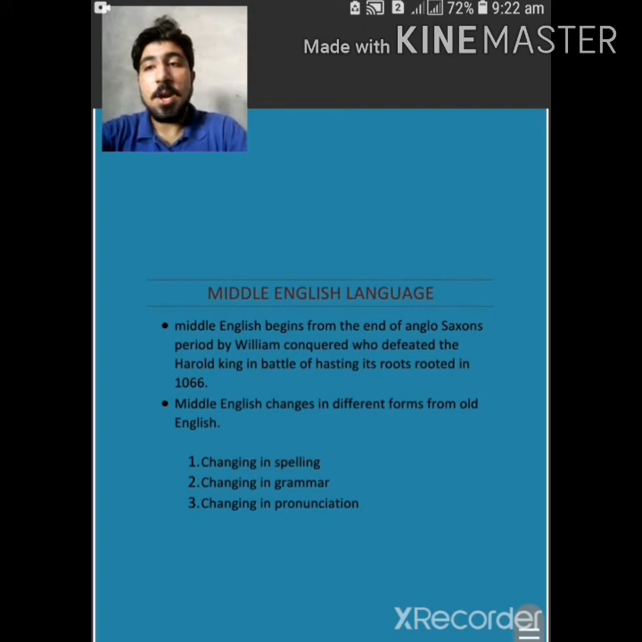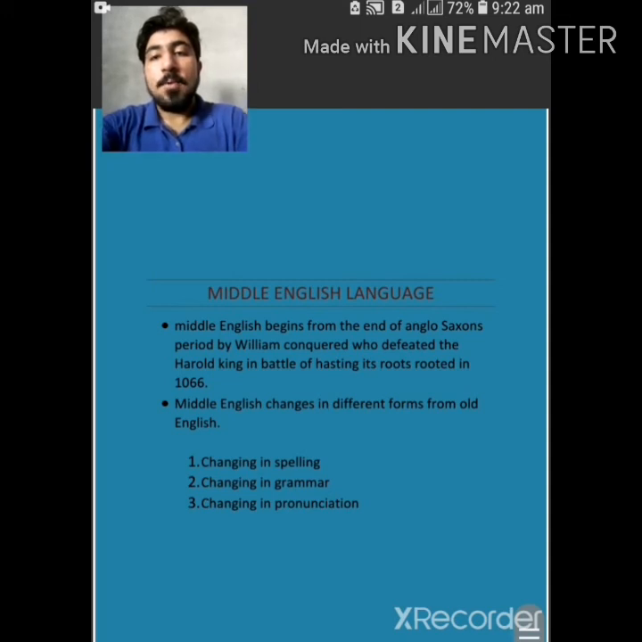In Old English we use cyning, in Middle English king. It means these spellings change. In Old English we use hus, in Middle English house. It means spellings are changed. And I give you examples: queen in Old English, food in Old English, food in Middle English. It means these changes came into Middle English spellings.